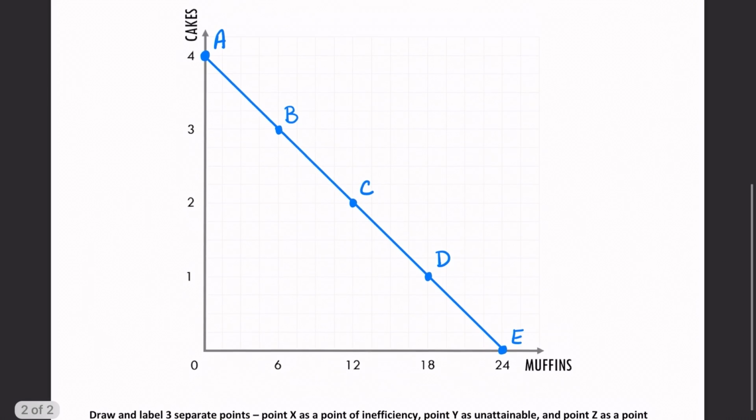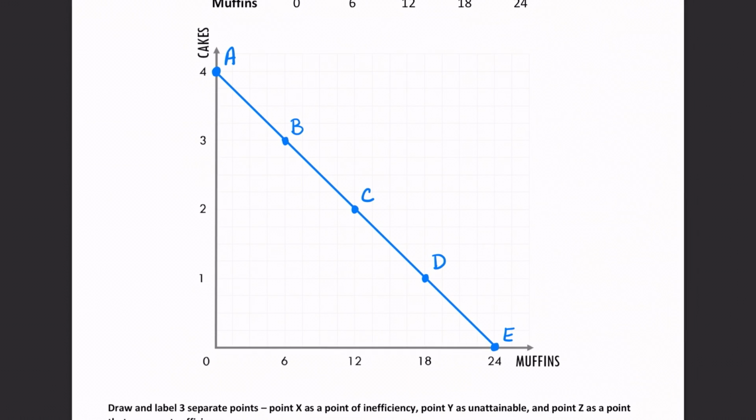And one thing we notice here, it is linear, it is straight, and that's because we have a constant opportunity cost. And that's something we talked a little bit about in 1.3, but it means that for every single cake that we add, we're always giving up the same number of muffins.